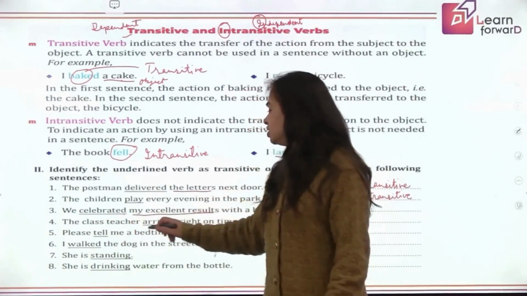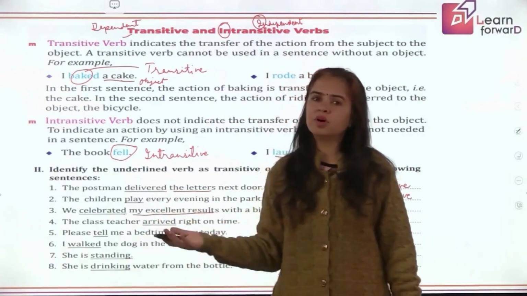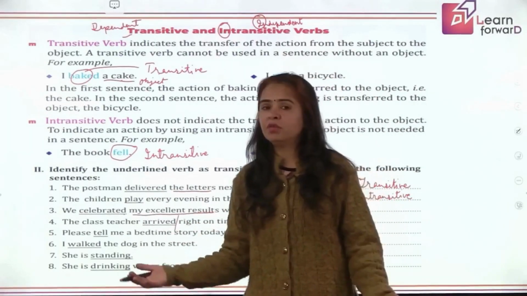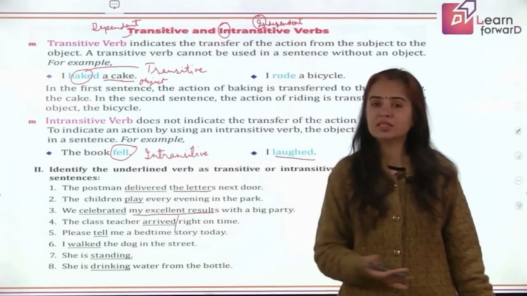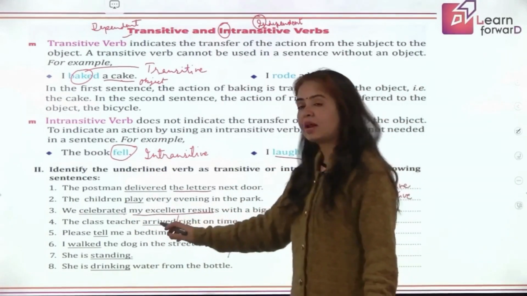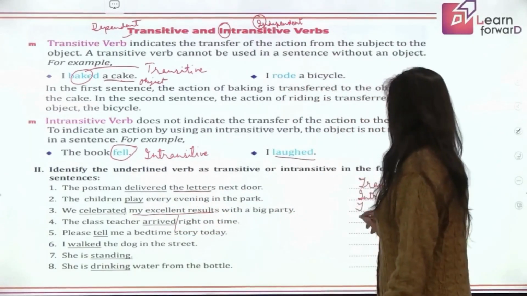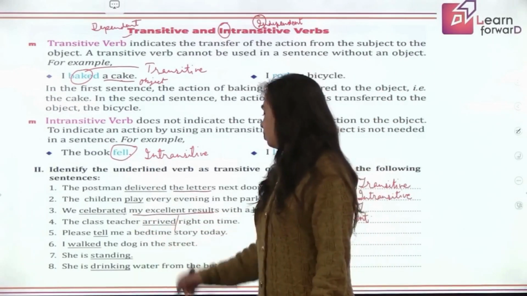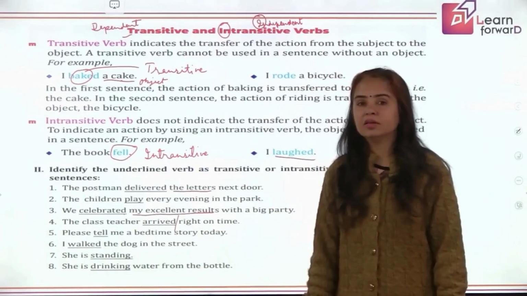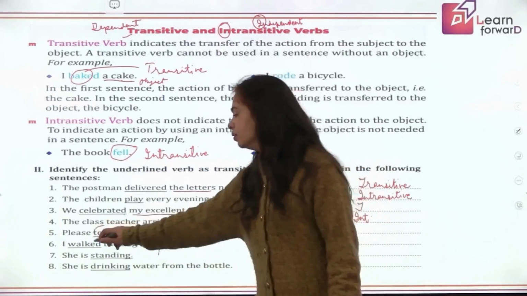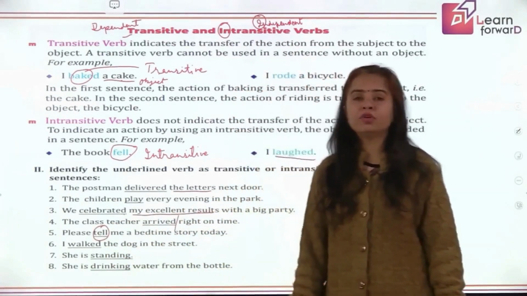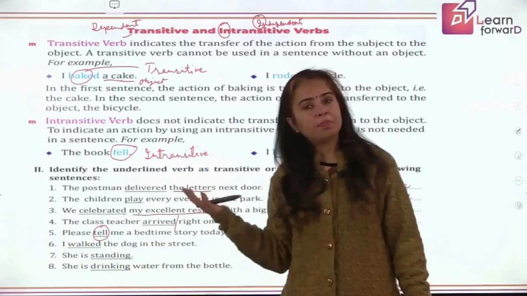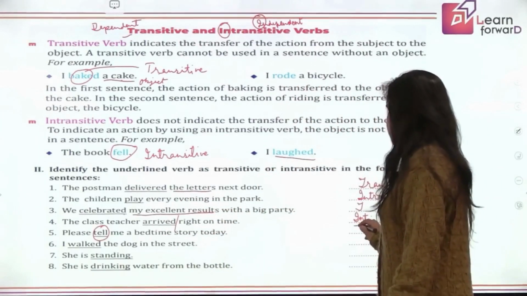Next, the class teacher arrived. That's perfect. Even if you say the class teacher arrived, you stop here. It's meaningful. The class teacher has come. The class teacher has entered. It's perfectly fine. So arrived is independent of the object. So it is intransitive. Next, please tell me a bedtime story today. So what is that? Tell. What do you have to tell? It is not giving complete meaning. That means it is dependent and it is transitive.